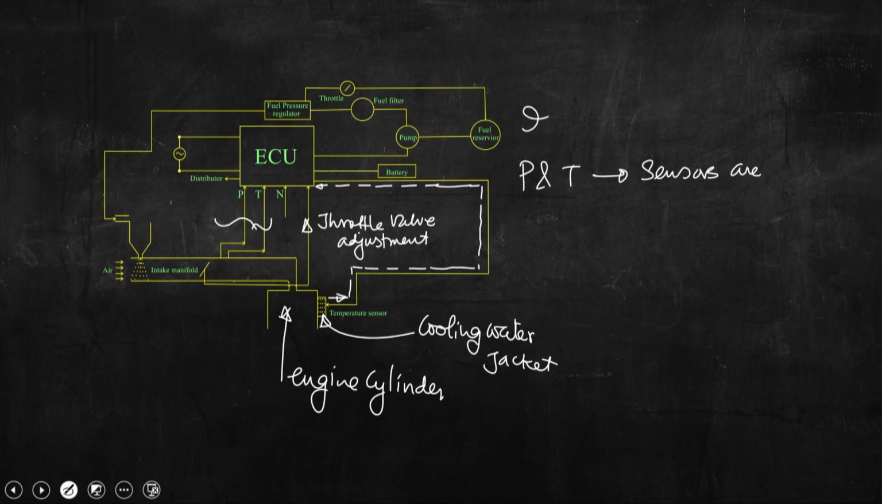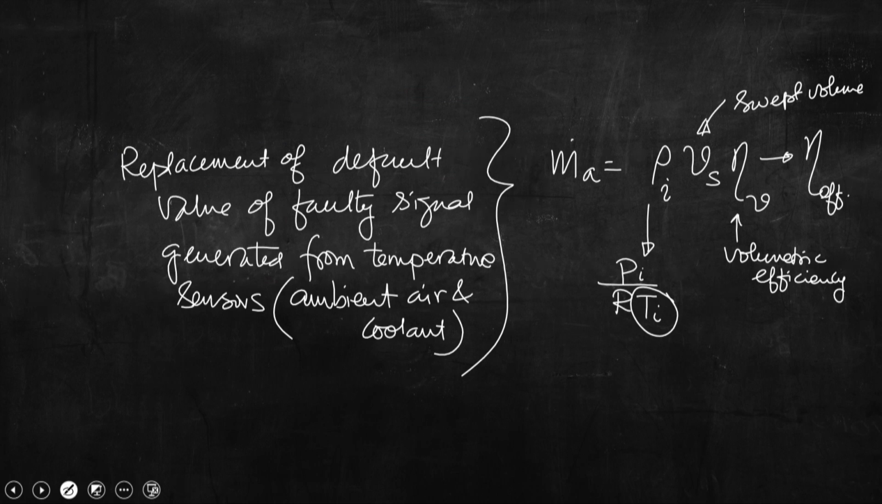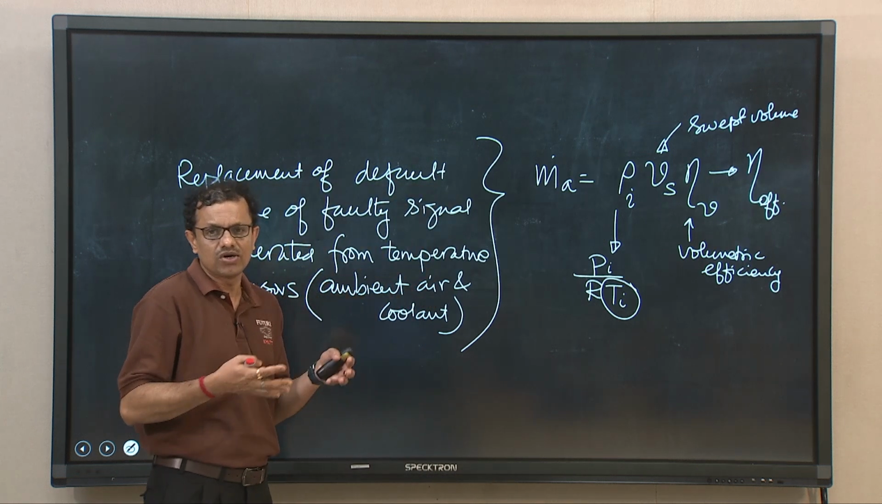So, the input signals of P and T from the sensors are integrated to the intake manifold. Okay. Now, if we go back to the previous slide, we have written over here that temperature is very important to be monitored continuously. The pressure of the ambient air should be monitored continuously, so as to ensure that a proper amount of mass flow rate, or a proper amount of air, is drawn into the engine cylinder.